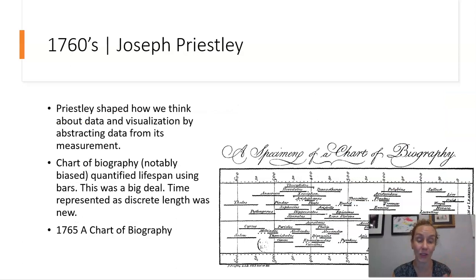So let's talk about Priestley first. A little bit of a disclaimer, I've idolized Priestley on so many levels. One of the many things he did in his career was the specimen of a chart of biography, or the chart of biography. So he shaped how we think about data and visualization by abstracting data from its measurement. So here he's using length of the line to represent how long someone was alive or theoretically alive for, right? And our friend Euclid is right here. He's using the dots to represent uncertainty.